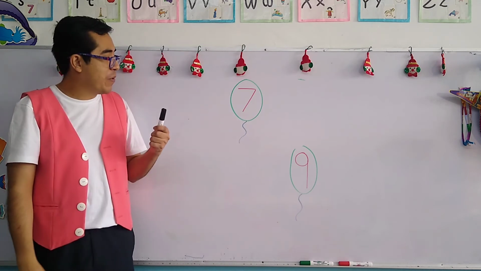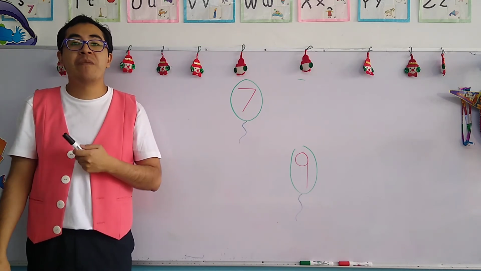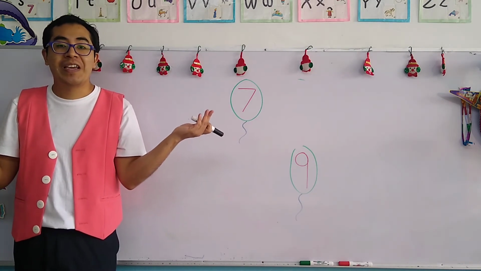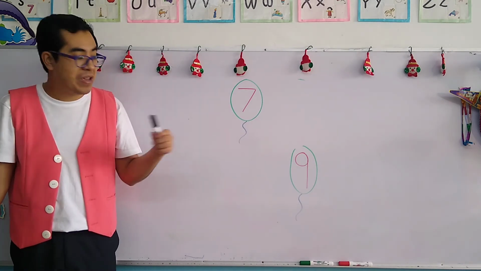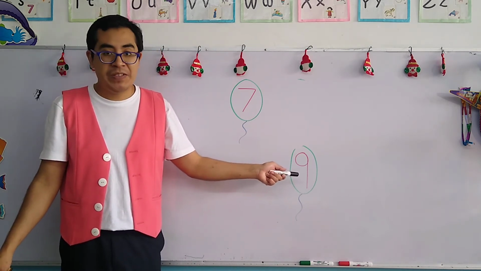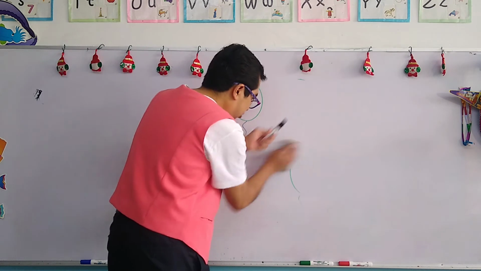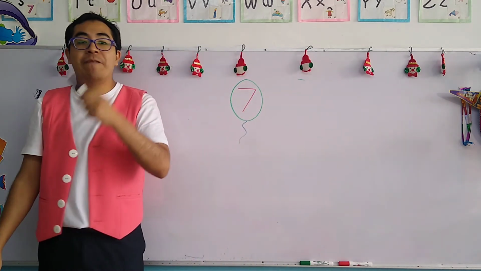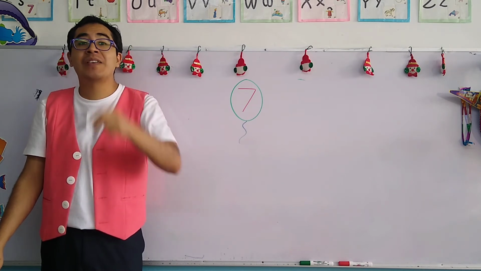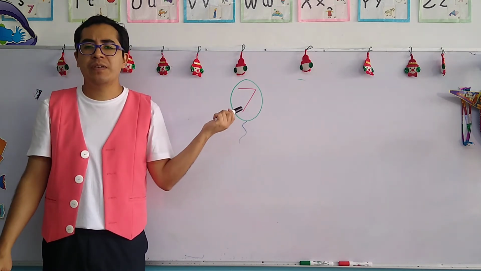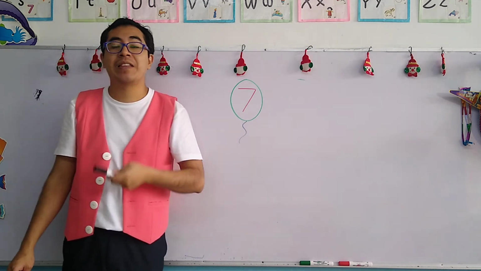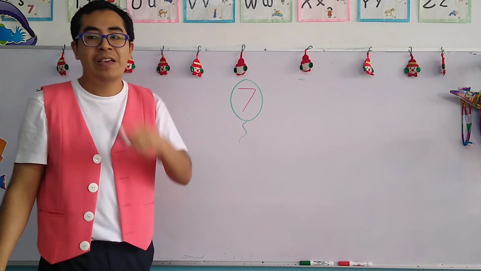What about number 9? Remember, number 9 is the balloon, of course. It has the shape and form of a balloon. So, is it number 9? Yes, it is. And the final number. For this, I am going to ask you, what number is it? Number 7. Excellent. It's number 7. So let's pinch.